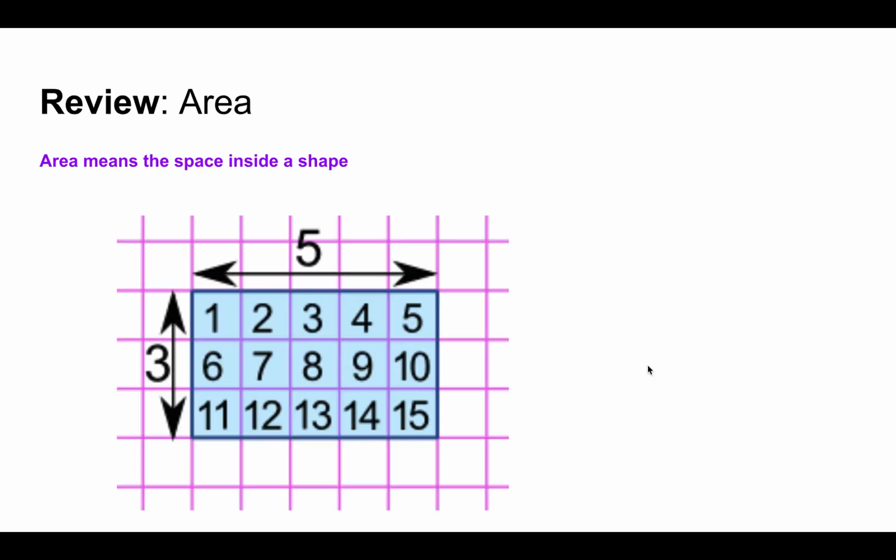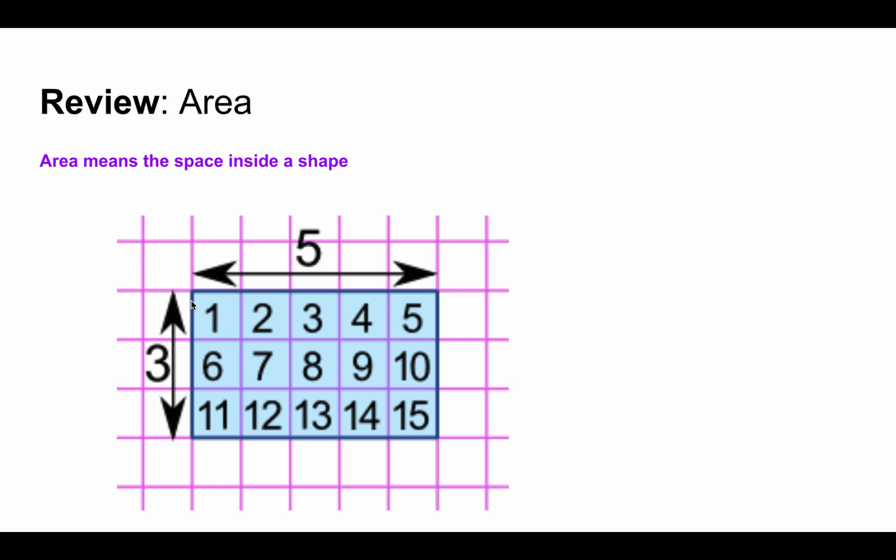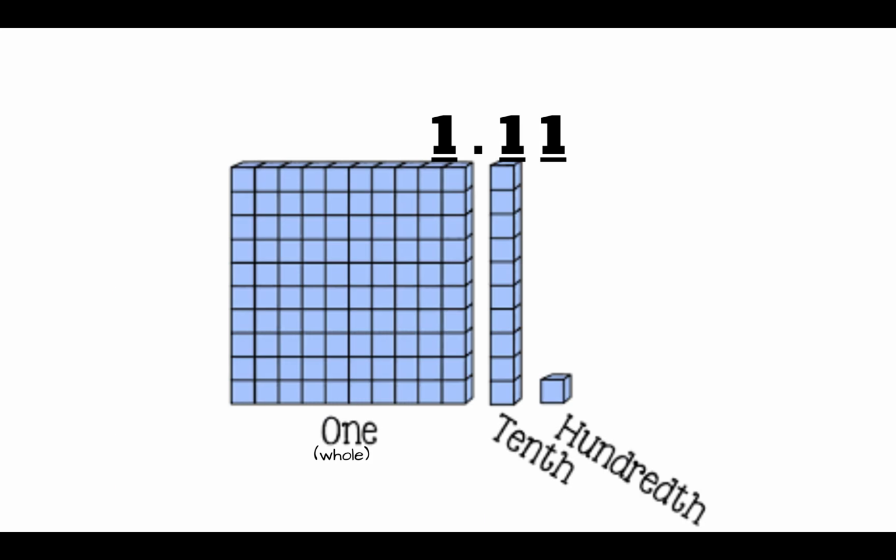So I want to quickly review area. Area means the space inside the shape. And if we look at this rectangle, it's 3 inches long and 5 inches wide. So we can say 3 times 5 equals 15. There are 15 square inches inside that shape. Why is this useful? You'll see.